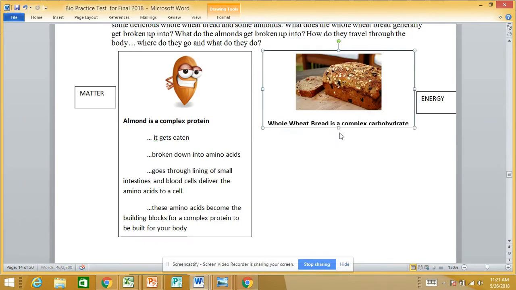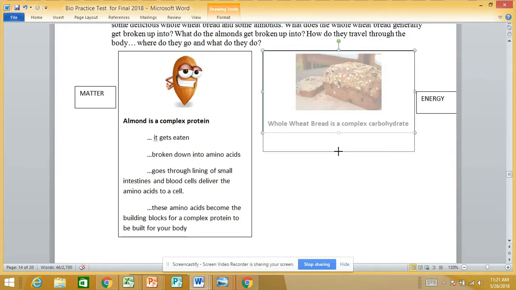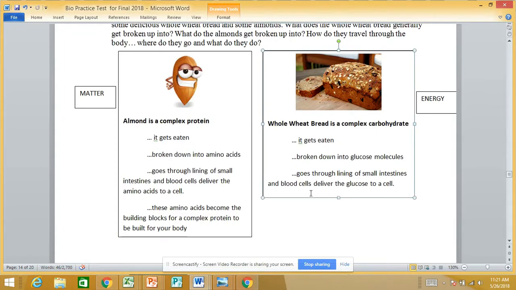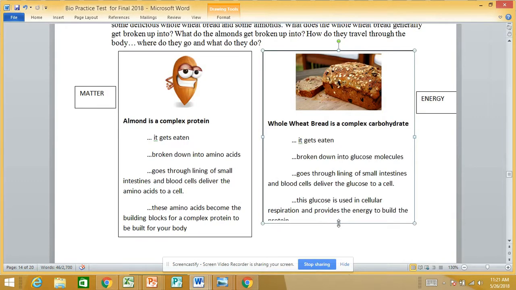Now we've got the bread. Whole wheat bread is a complex carbohydrate. I'm eating some right now. All right. It gets eaten like I am right now. We are breaking it down into glucose molecules. It's going to go through the lining of my small intestine. And blood cells will deliver the glucose to one of my cells. That glucose gets used in cellular respiration.